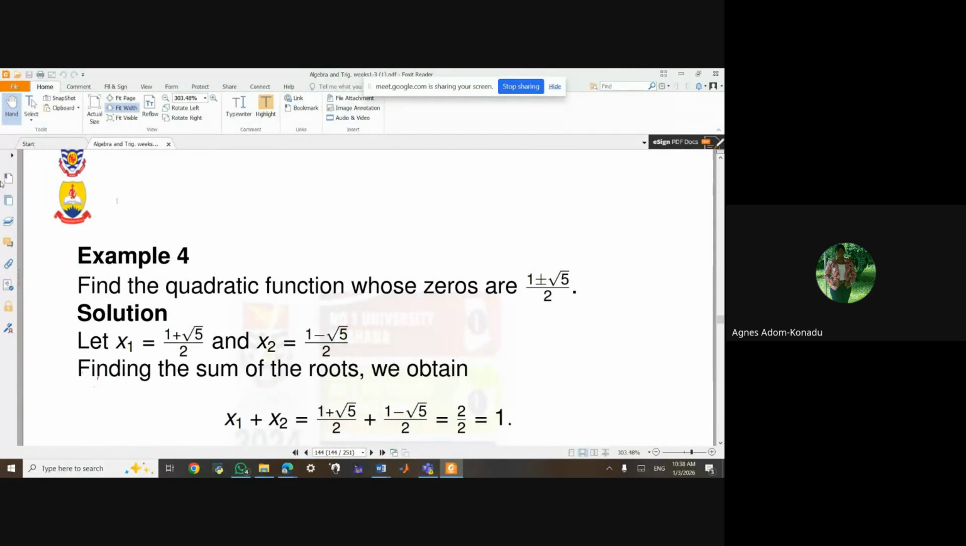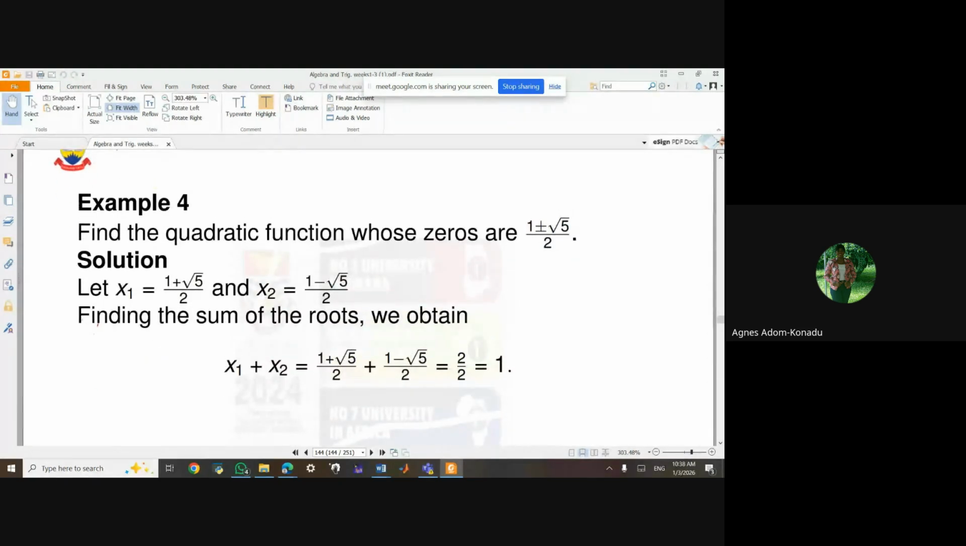So for example, we want to find the quadratic function whose roots are 1 plus root 5 over 2 and 1 minus root 5 over 2. So we have x1 to be 1 plus root 5 over 2 and x2 to be 1 minus root 5 over 2. So I have to find the sum and then the product. When I find the sum, I'm going to get 1.